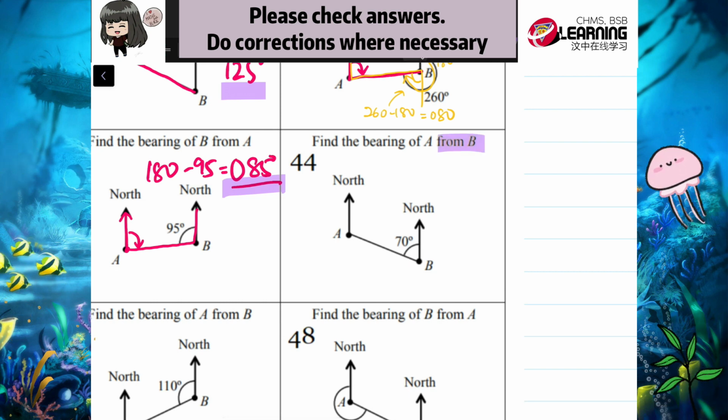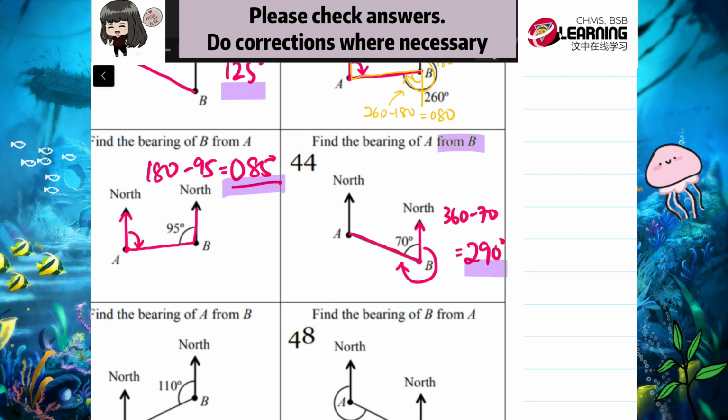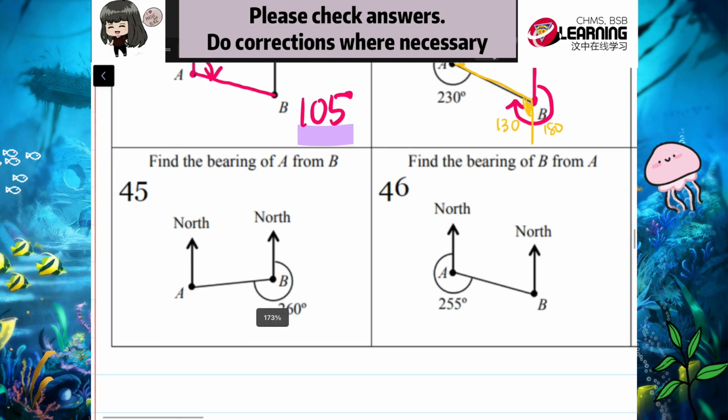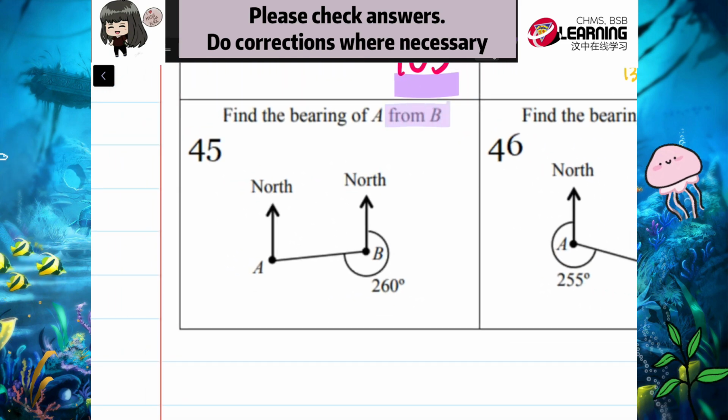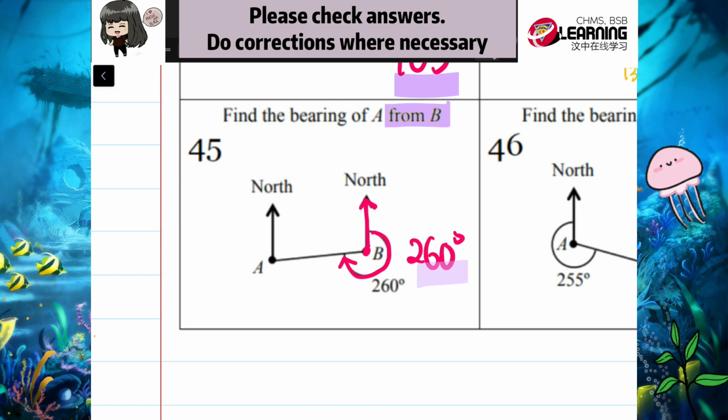Okay, question 44. From B. So find the bearing of A from B. So from B is here, going north. Okay, and then this is AB. So all the way like that is 360 minus 70 equals to 290 degree. This is the answer. Okay, question 45. Okay, look at this from B. Okay, so from B here, form a north, and then all the way here, okay, it's already given here is 260.